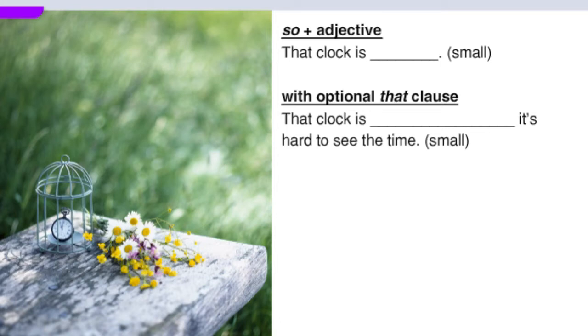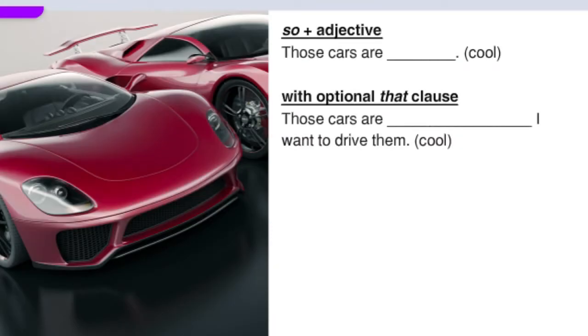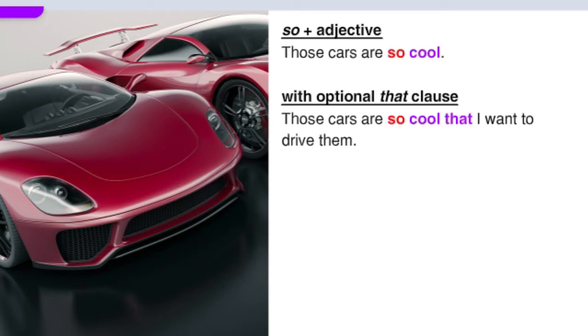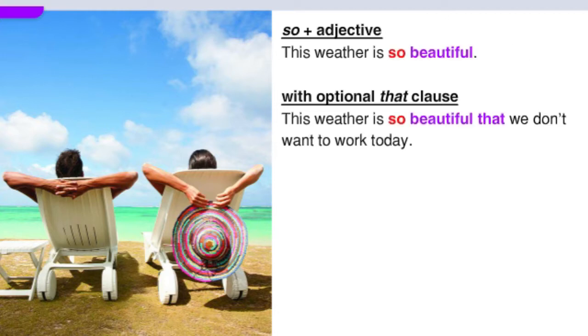Now complete the second sentence. Listen to the sentences. That clock is so small. That clock is so small that it's hard to see the time. Those cars are so cool. Those cars are so cool that I want to drive them. This weather is so beautiful. This weather is so beautiful that we don't want to work today.